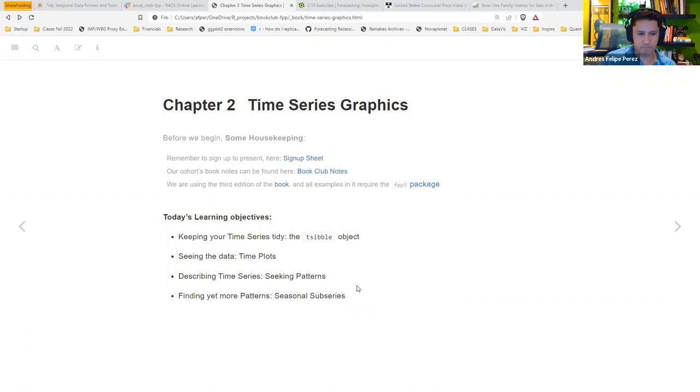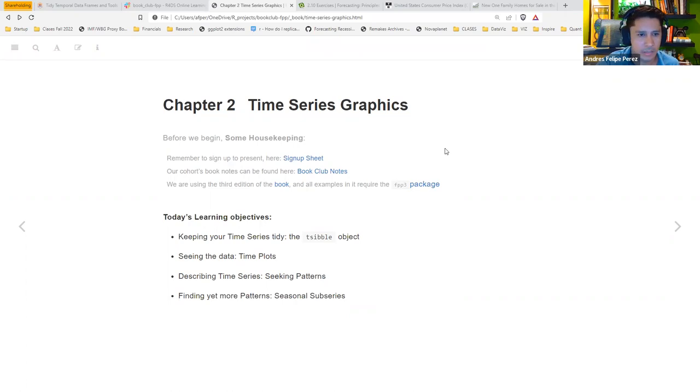and how these tell us different behaviors or the different characteristics of the data that we're looking at a given point.